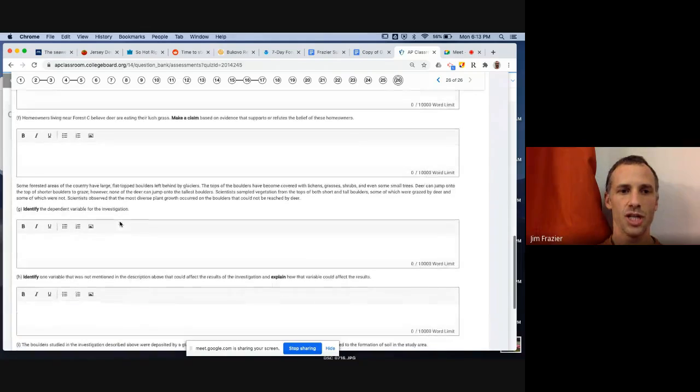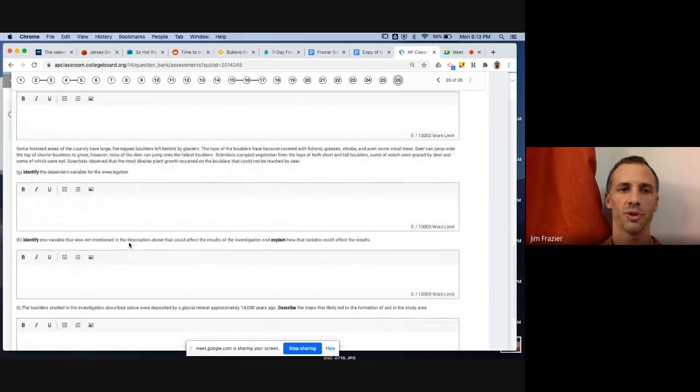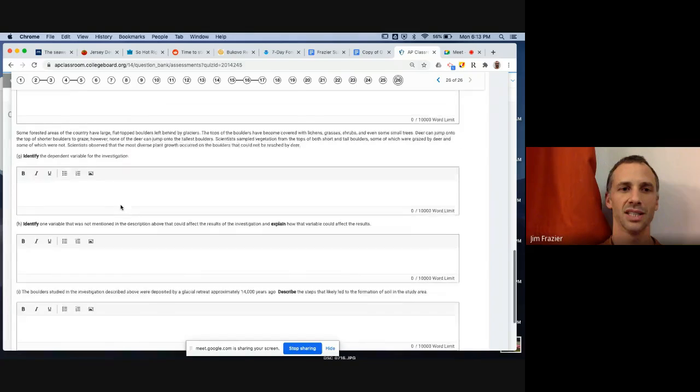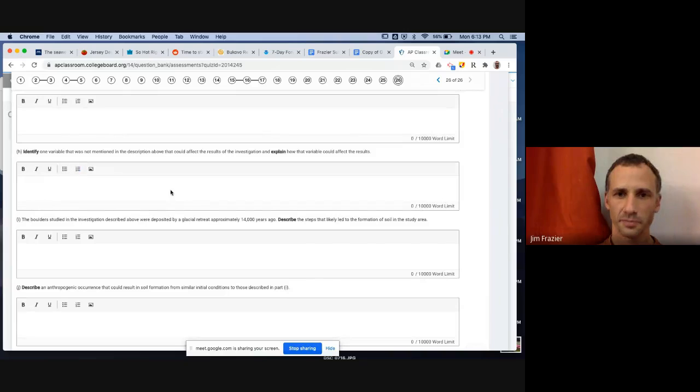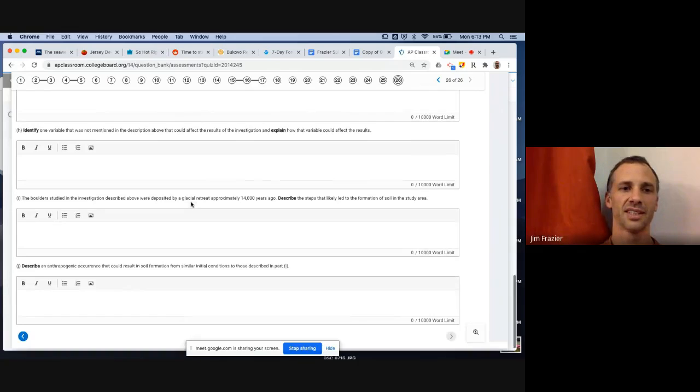For part G, a bunch of people incorrectly identified deer or the boulder height as the dependent variable. Those are independent. Instead, the dependent variable needed to be biodiversity. For H, there were a bunch of possible sources: precipitation, shade, sunlight, but you needed to explain those effects.